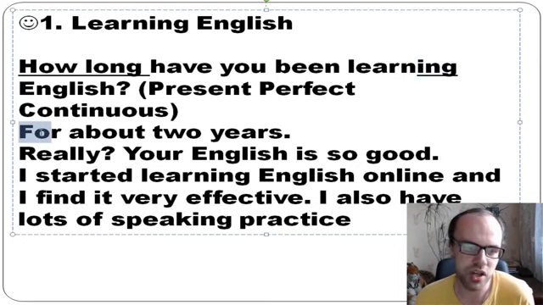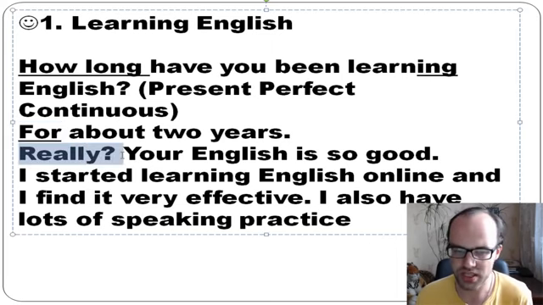And we say, for about 2 years, for 6 months, for 9 months, and so on, okay? Really? It's a very good word for communication. So really, you show your interest. You show that you are interested in this conversation. So really, it's a very good reaction. Really, your English is so good.